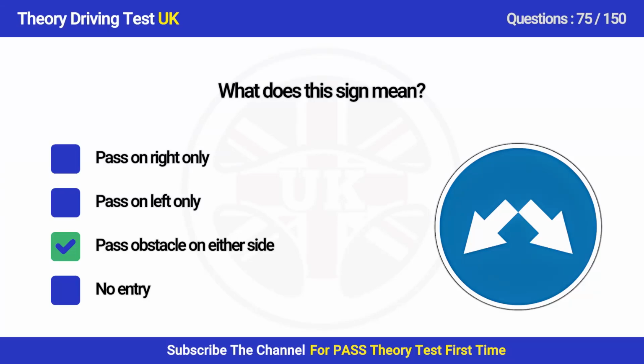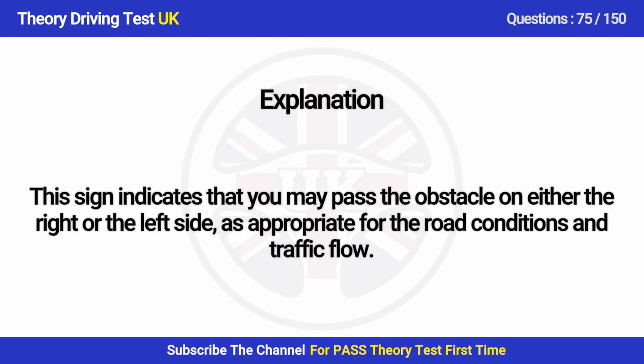Answer is C. Pass obstacle on either side. This sign indicates that you may pass the obstacle on either the right or the left side, as appropriate for the road conditions and traffic flow.